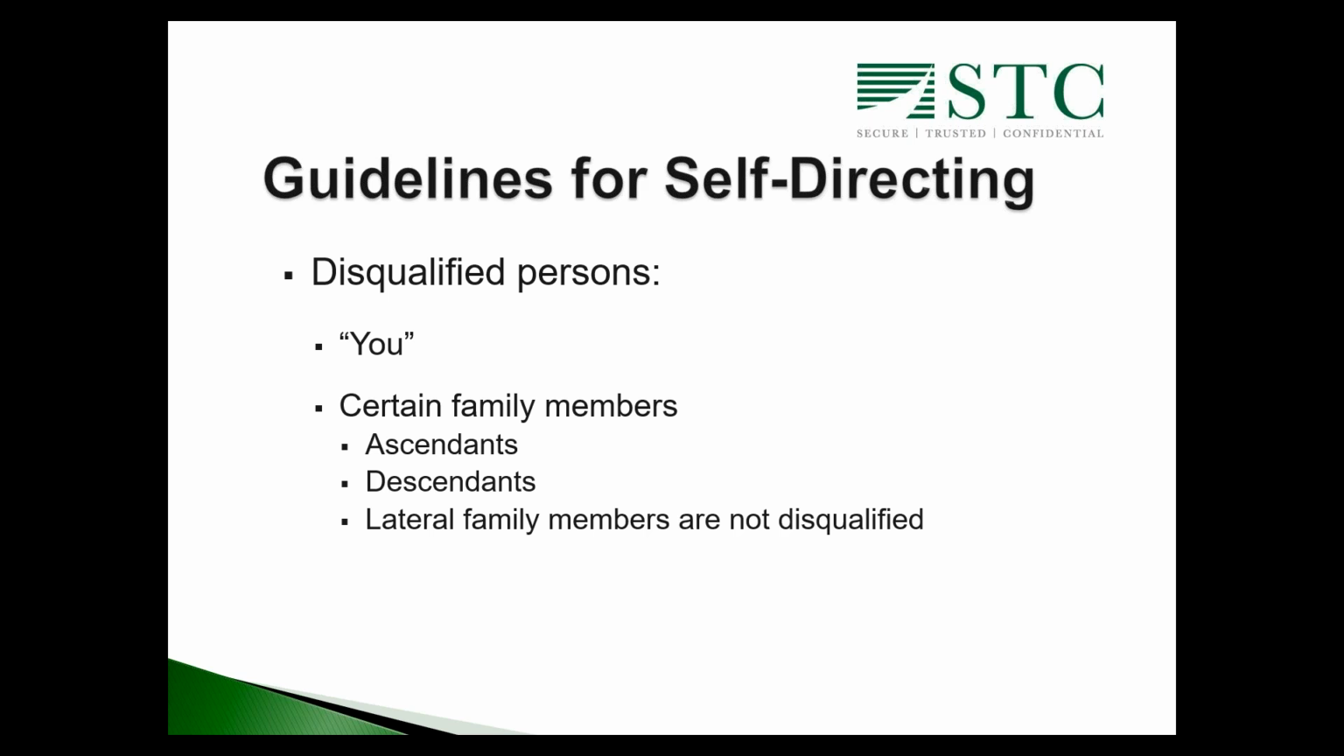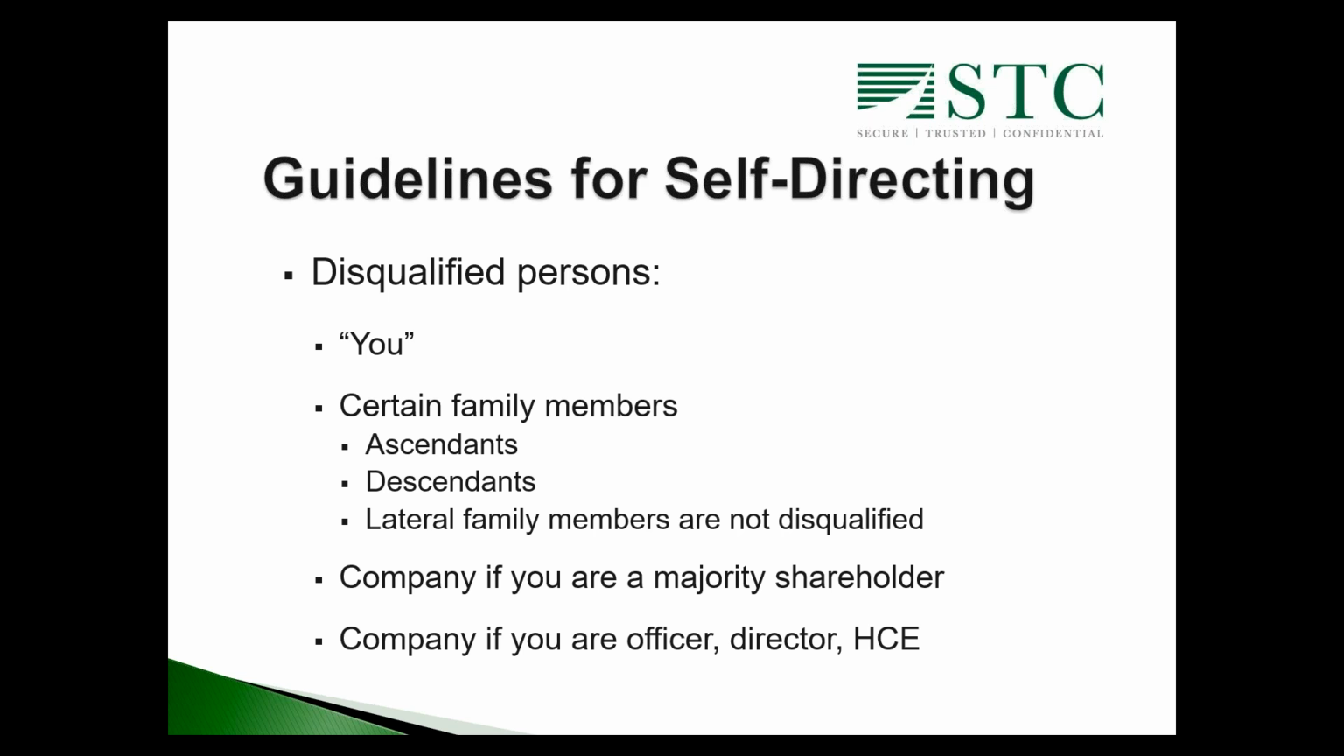So let me just explain this a little bit more. If your father owned that vacation property, your retirement account could not purchase it from him. If your daughter owned it, your retirement account could not purchase it from her. However, if your brother or your aunt or your cousin owned it, they are considered lateral family members, and your retirement account could do a direct transaction with them. So it's kind of interesting to think about who you can and cannot engage in a transaction with directly.